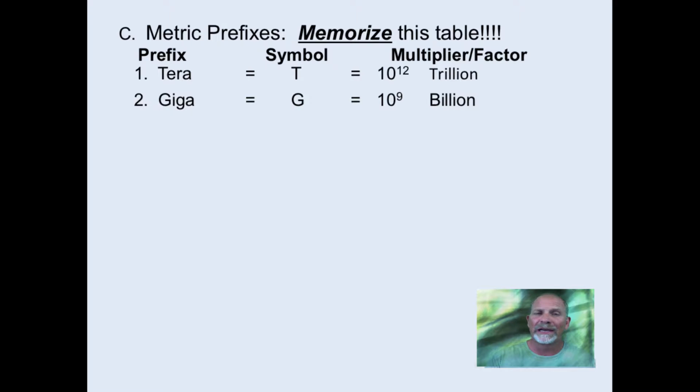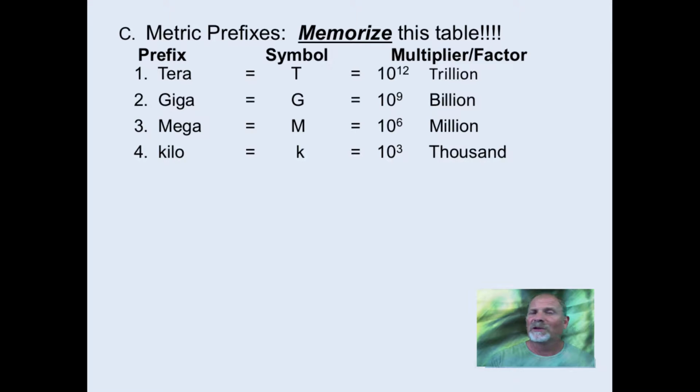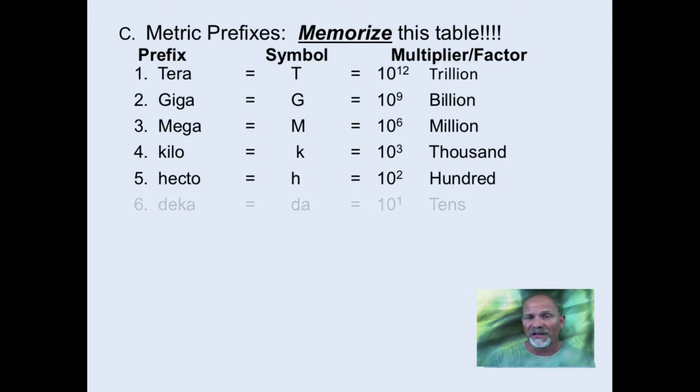Then we get to giga. So the giga is capital G, and that's 10 to the 9, so 1 with 9 zeros after it, or the same as a billion. We have mega, which is capital M, 10 to the 6, which is the same as a million. Then we go lowercase. We get the kilo. This is k. This is 10 to the third, which is 1,000. You have 1 with 3 zeros after it. Hecto, lowercase h, 10 to the second, which is 100. And then you have deca, da, which is 10 to the first, which is just 10. I shouldn't say tens. I should say 10.